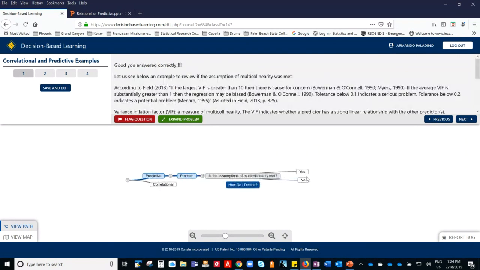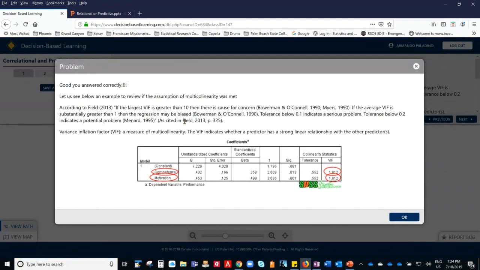Let's proceed. Now, let us see below an example to review if the assumption of multicollinearity was met. I'll expand the problem. Somebody please mute the phone. According to Phil, the largest VIF, the variance inflation factor, is a measure of multicollinearity. Remember why multicollinearity was important, right? To see if the predictors are correlated. That will really put garbage in your linear regression analysis. According to Phil, if the largest VIF is greater than 10, then there is cause for concern.